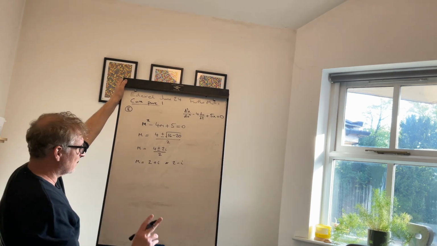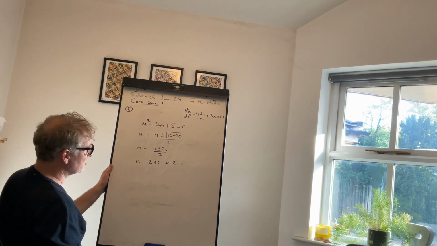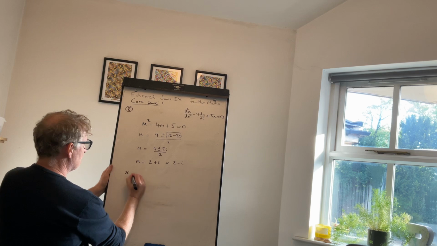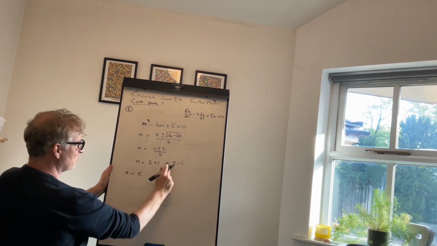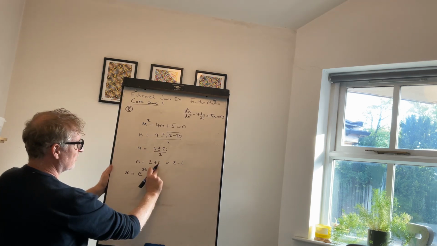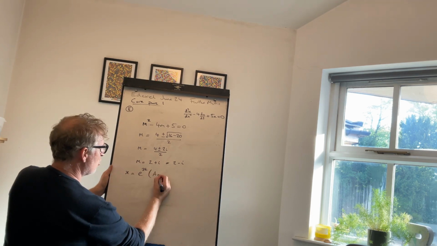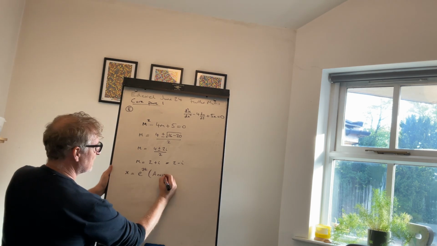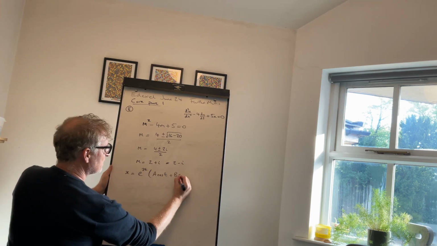Okay, so if you remember, that leads to a solution that is x equals e to the real part, so 2t, and then the complex part turns into the trig formula, so it's going to be a cos, and we've got just one t there, because it's one i, plus b sine t.